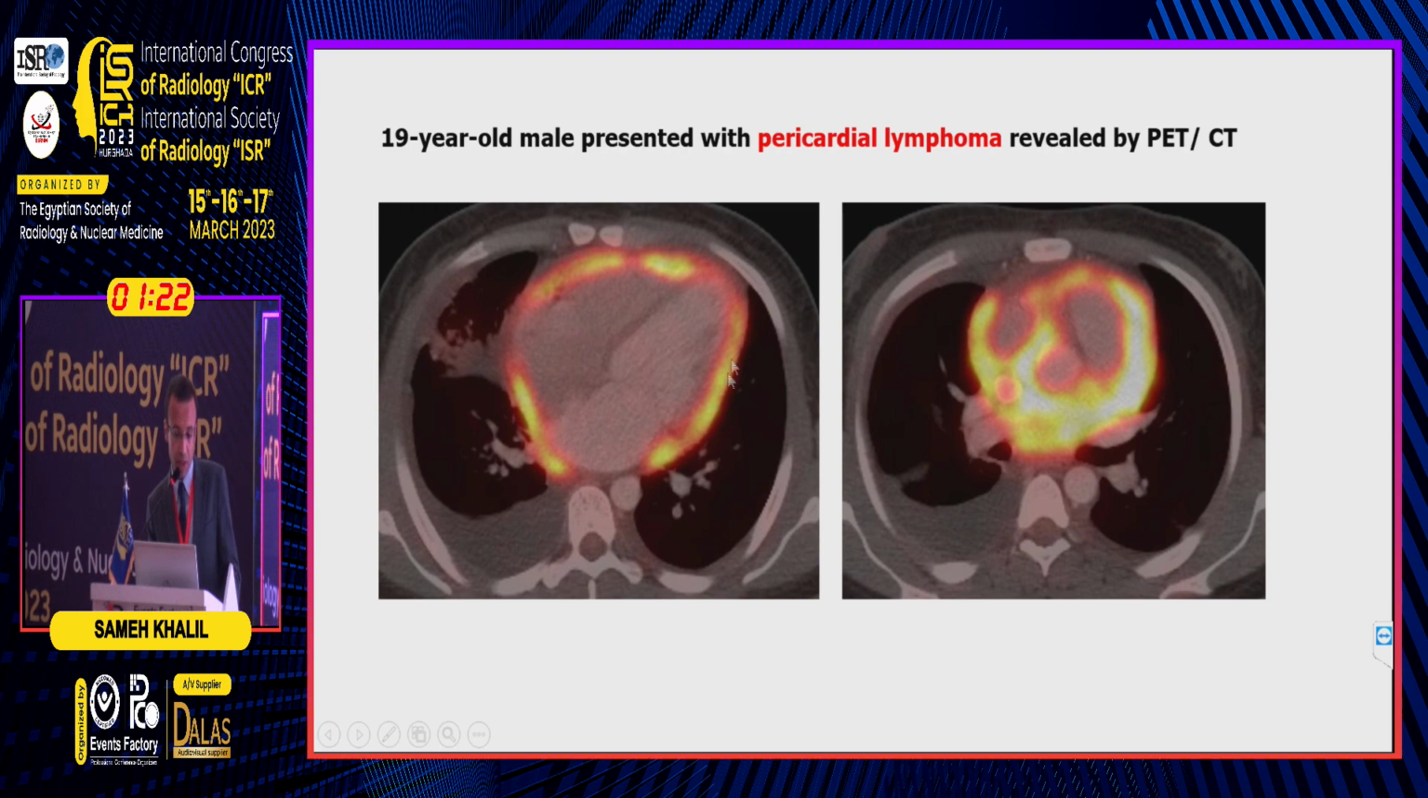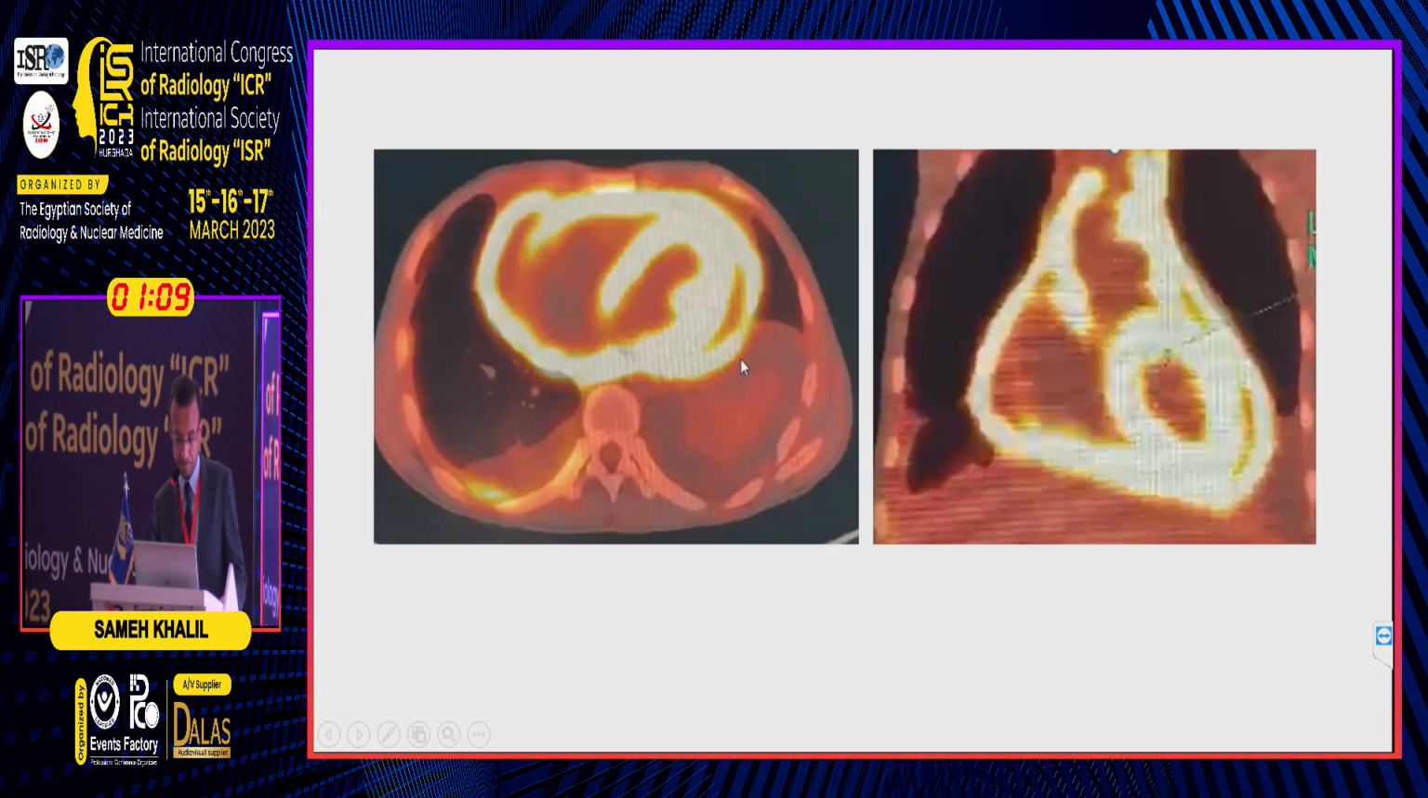Also, this patient, from our patients, presented with leukemia or lymphoma, and we have this uptake all over the pericardium. We have a case of extramedullary infiltration of the leukemic cells. This is another patient with the same diagnosis.